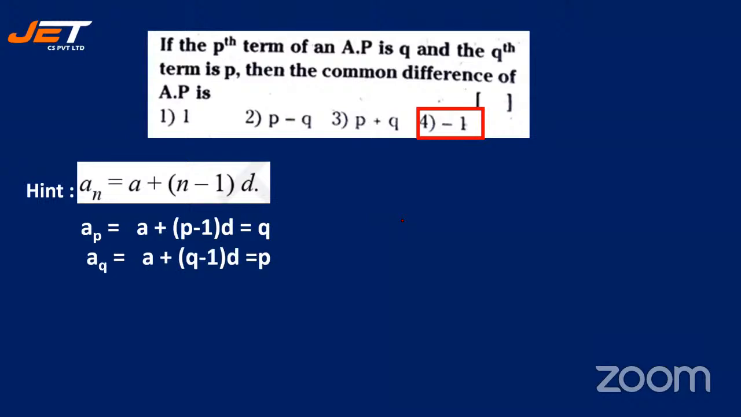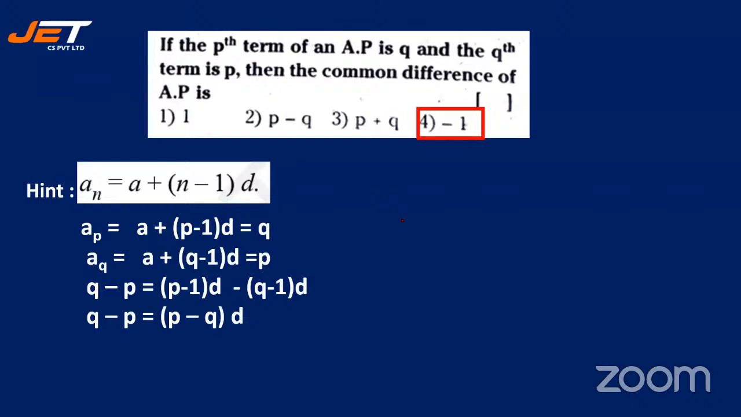And how about the Qth term? A plus Q minus 1 into D is P. So when you do P minus Q, your A gets cancelled. So you will get P minus 1 into D minus Q minus 1 into D, isn't it? So therefore, you will get Q minus P is equal to P minus Q into D. Therefore, your D is -1.